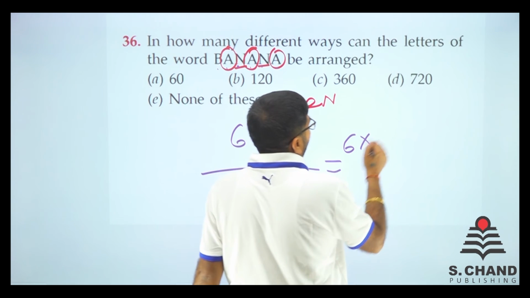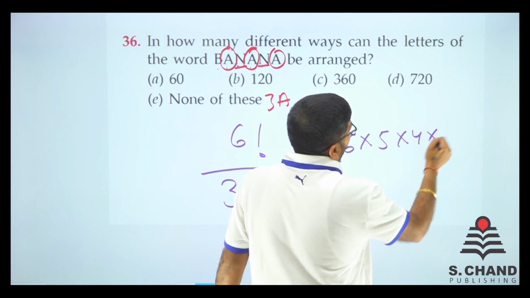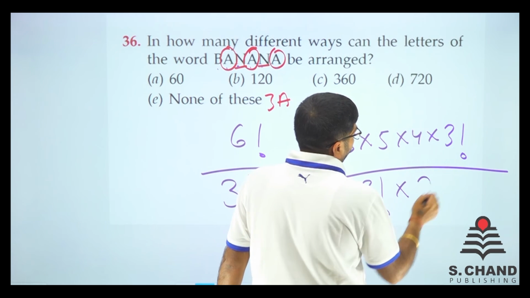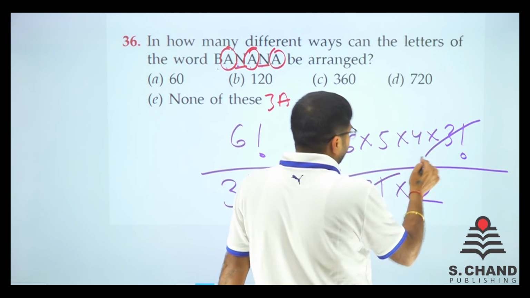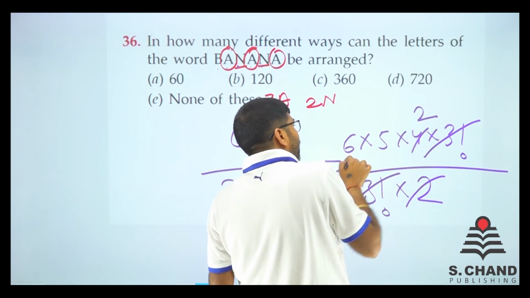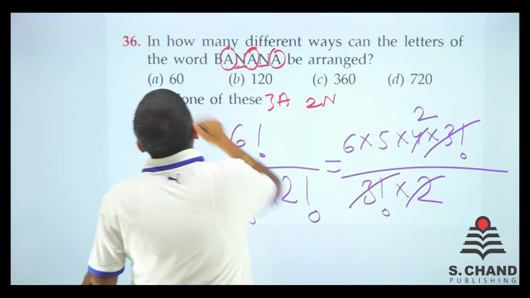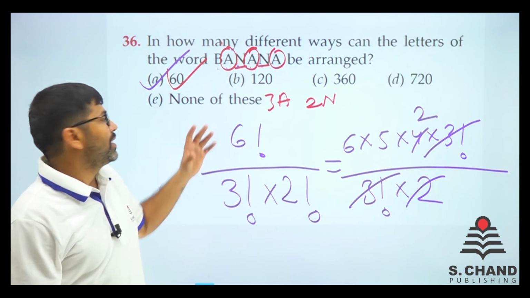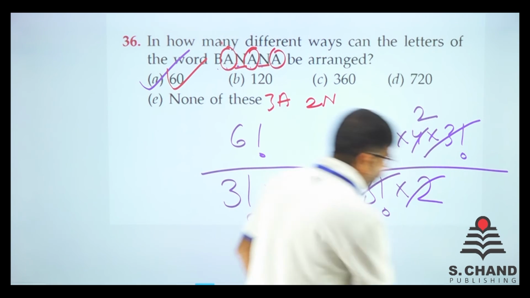So 6 into 5 into 4 into 3 factorial divided by 3 factorial into 2. So 3 factorial gets cancelled out. 2 factorial is 2. 6 into 5 is 30, into 2 is 60. Only 60 ways. That is it, not anything else. So the final answer we have is 60. Move on to another question.